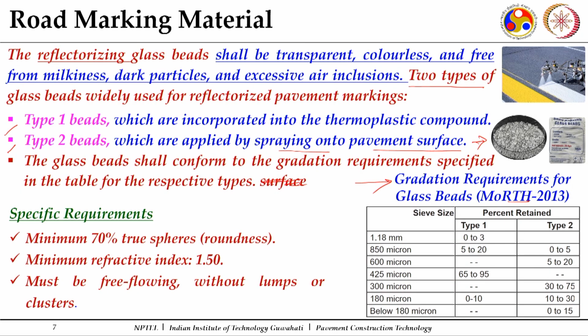Specific requirements with these glass beads are a minimum of 70% true spheres. Minimum refractive index, as we know, is the ratio of the speed of light when it travels in a vacuum to when it travels through a medium. It says a minimum refractive index of 1.5. The beads must be free flowing without lumps or clusters, because when you are applying it as in the case of type 2, on the surface, it should be free flowing without any lumps or clusters. This is another important requirement with respect to the reflectorizing glass beads.